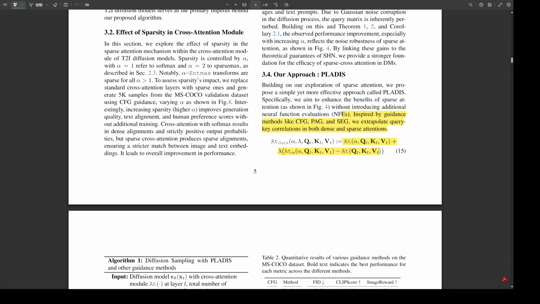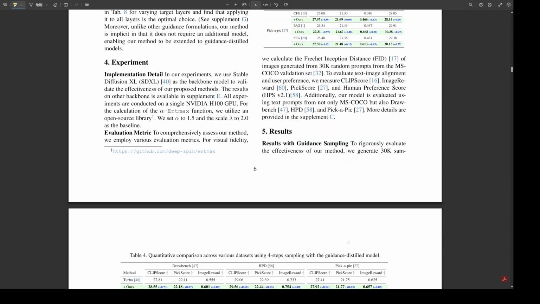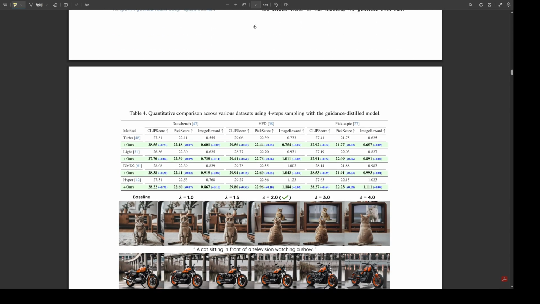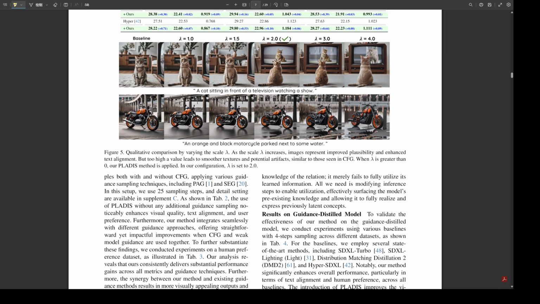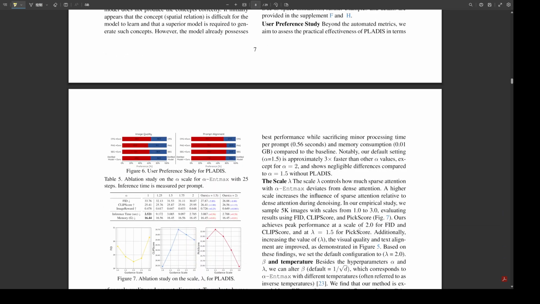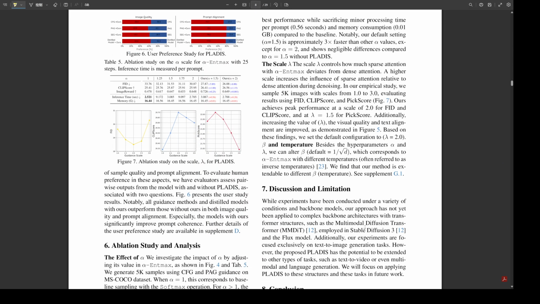Now, this is where it gets really academically interesting. I'm all ears. This sparsity idea comes from Hopfield networks. Hopfield networks? Never heard of them. They're a type of neural network good at remembering patterns. So how do they relate to diffusion models?